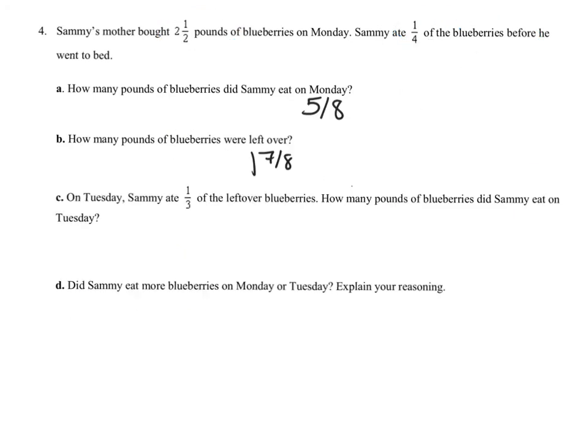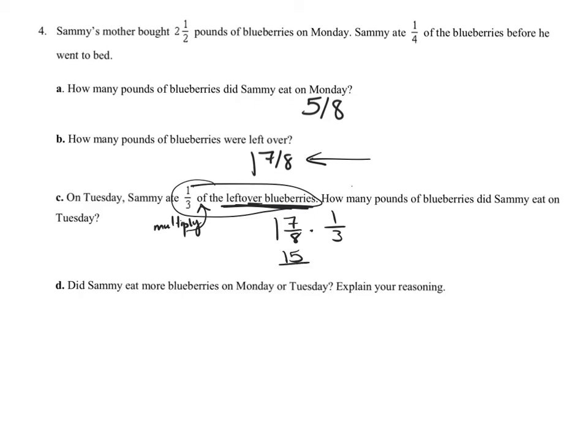Okay, part C. On Tuesday, Sammy ate 1/3 of the leftover blueberries. How many pounds of blueberries did Sammy eat? Well, you should see that 1/3 of, once again, triggering in your brain, multiply. Okay, so it's of the leftover blueberries, which is your answer here. So you have 1 7/8 times 1/3. But once again, we need to make this improper. 1 times 8 is 8 plus 7. So you have 15/8 times 1/3, which gives you 15/24.